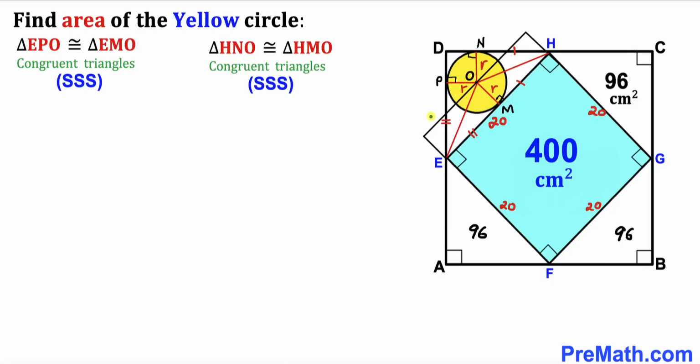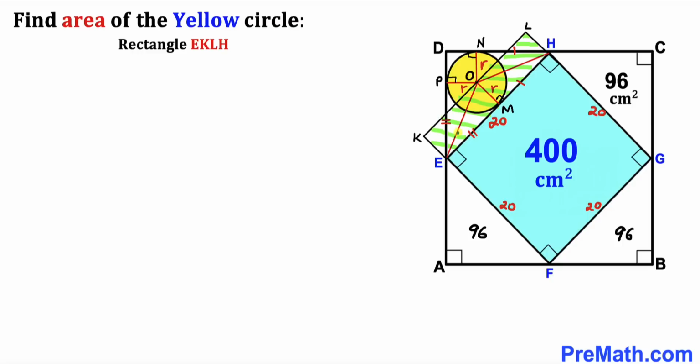triangles. As you can see in this next step, I have moved this triangle this way, and likewise I have translated this triangle to this one, and as a result we got this rectangle EKLH, as you can see over here. And now we know that these side lengths are congruent. This side length is lowercase r, so this side length is going to be lowercase r as well, and likewise this is lowercase r as well.